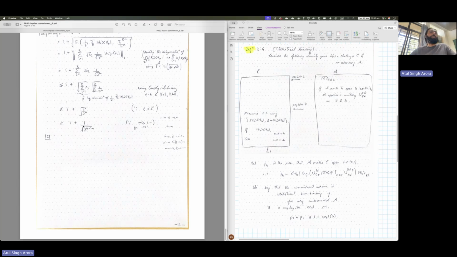So that's how you construct a commitment scheme from a pseudorandom generator, which is secure for one copy.